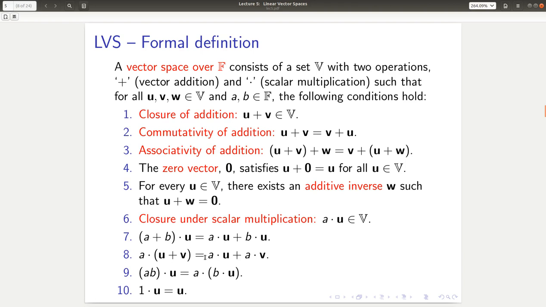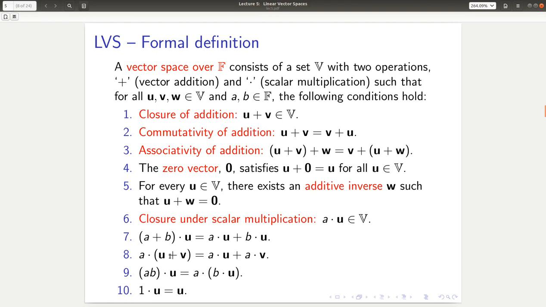Then there is this distributive law. Here we have a plus b operating on u, and we can do it two ways. On the left hand side you add them first: you add two scalars to get a new scalar and then multiply it. Or you can multiply a times u and b times u and add them in the vector space. So here the plus is scalar addition, and this plus is vector addition.